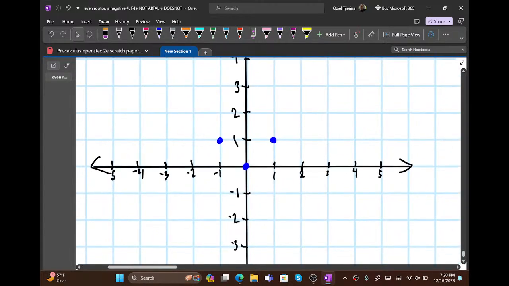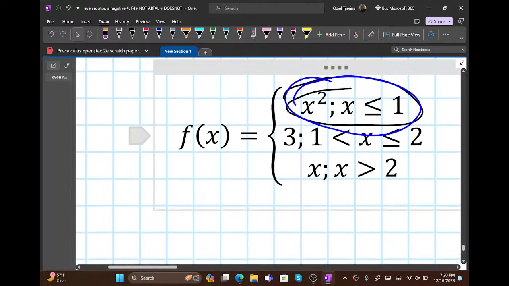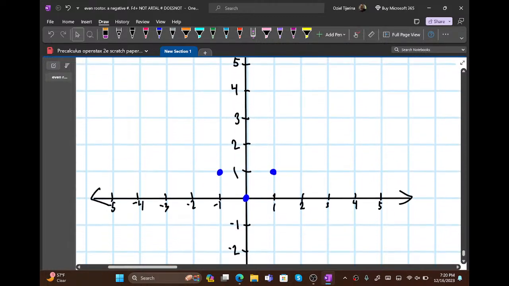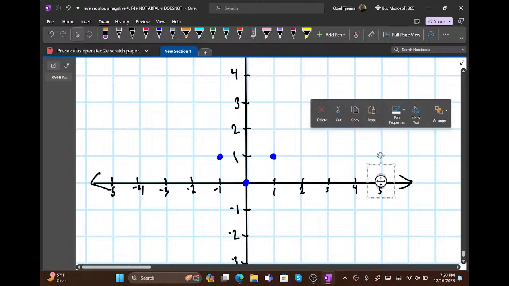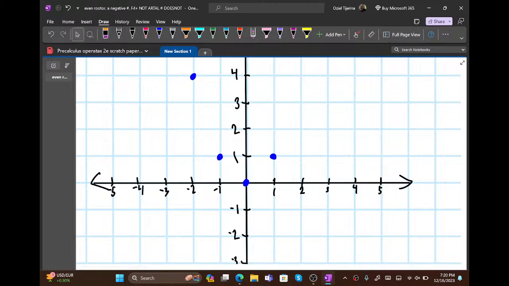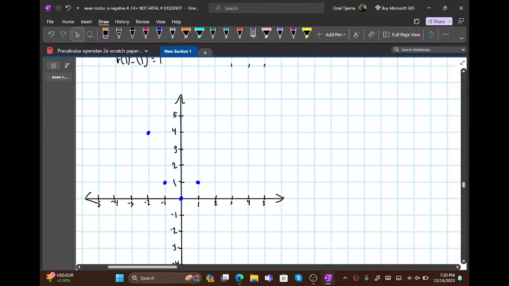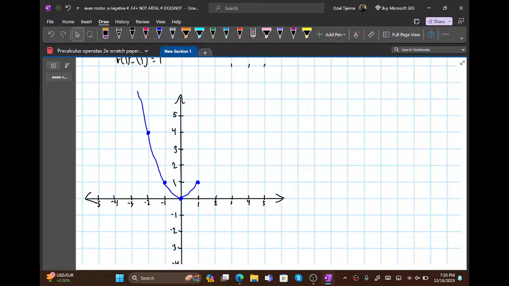And we're putting in a closed dot there because obviously that's where it would be. So we're going to do at -2 squared, it's going to be 4. And then obviously we can't go any higher than that. So we're just going to go ahead and kind of trace a parabola from 1 to the left.